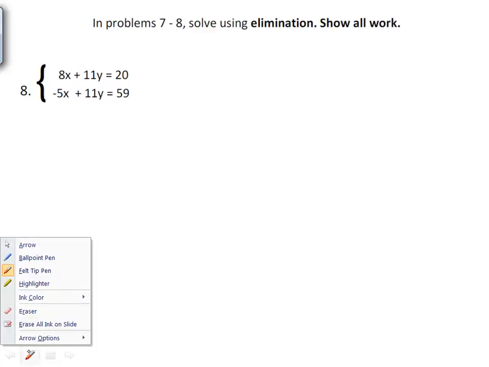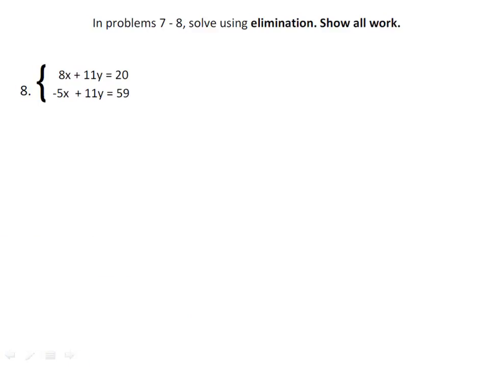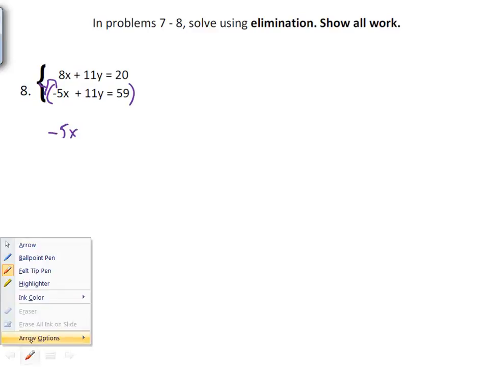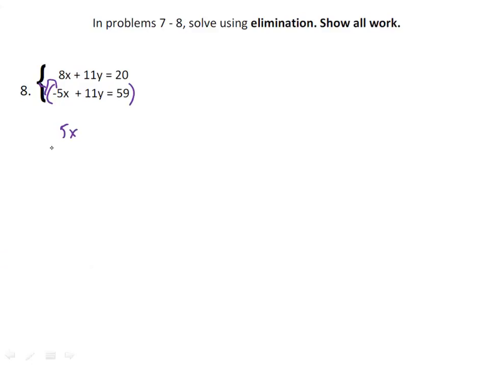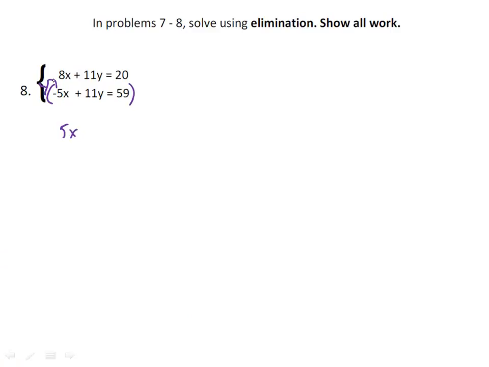All right, so what do we have to do? We have to multiply one of these equations by negative 1. That will turn one of those 11 y's opposite. And you can do that as long as you multiply the entire equation. So I have negative 5x, or now it's positive 5x, I should say. And negative 1 times 11y is negative 11y, so minus 11y. Negative 1 times 59 is negative 59.